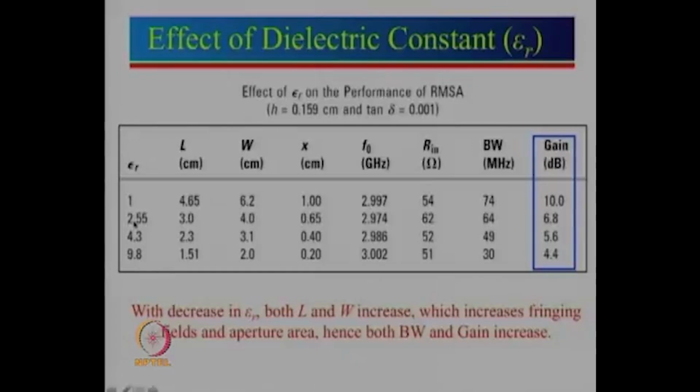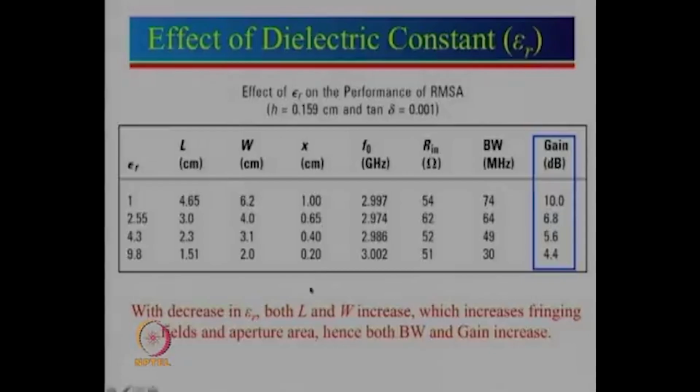We have already studied the case for 2.55, where L was 3 and W was 4. We have used the same thing, so just the scaling is there. For epsilon r equal to 1, length will increase, and correspondingly W will increase. Similarly, if epsilon r increases, length will decrease, and correspondingly W will decrease. Now, for all these cases, we have found out the value of x. Again, you can see that for smaller bandwidth, x will start at L by 4, and for larger bandwidth, it will be something close to L by 6.